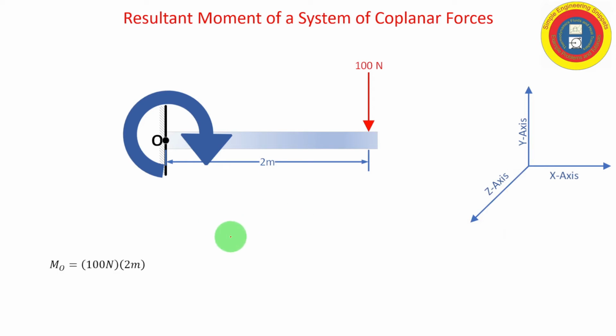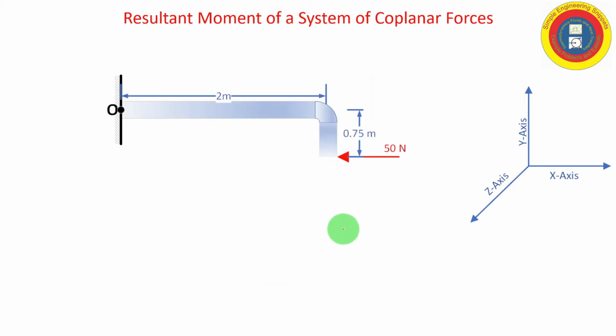And so to calculate the moment, it's just the magnitude of the force times the line of action of the force and the point where you're taking the moment. In this case, that's just 2 meters. And so we get 200 Newton meters. Sometimes you might note that with the actual curl direction, but you could also put the minus sign, and that would be correct.